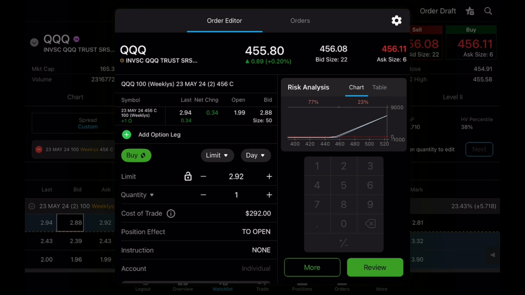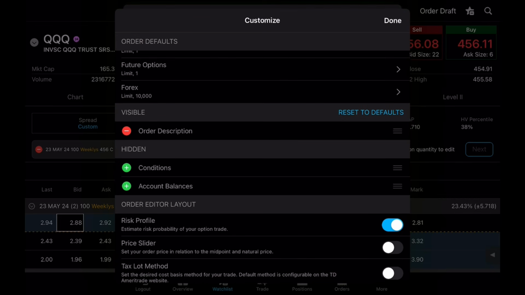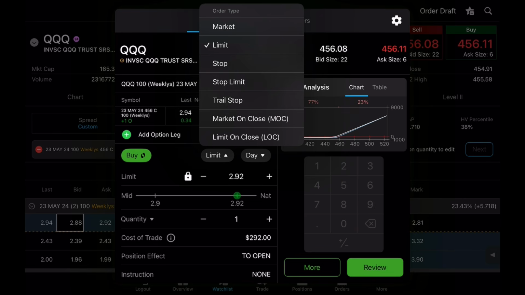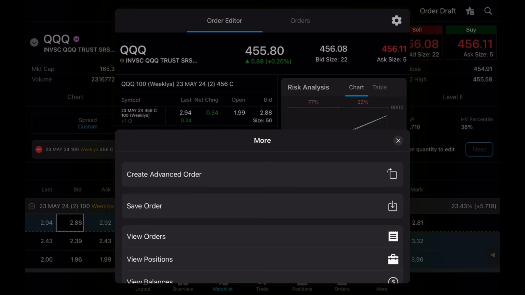Okay. So with that being said, you can also turn on the price slider. I'm going to leave that. And this is going to show you how you can choose to have the mid, and you can move it up or down, whatever direction you choose. Okay. So within this, you can go ahead and select, have the limit set if you want to have that for the market. You can also do stop, and I'm going to show you guys exactly how to do this. But what I'm going to go ahead and do is hit more and go to create an advanced order.